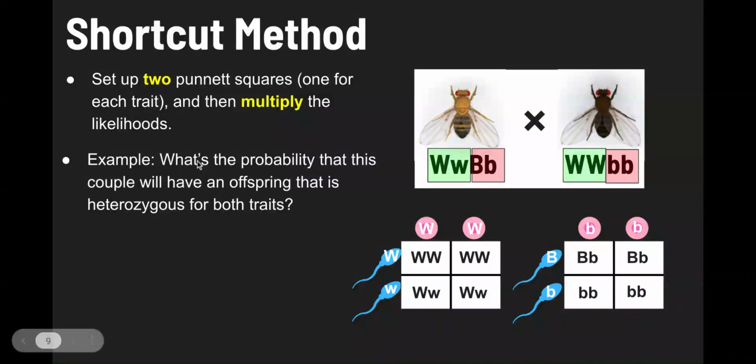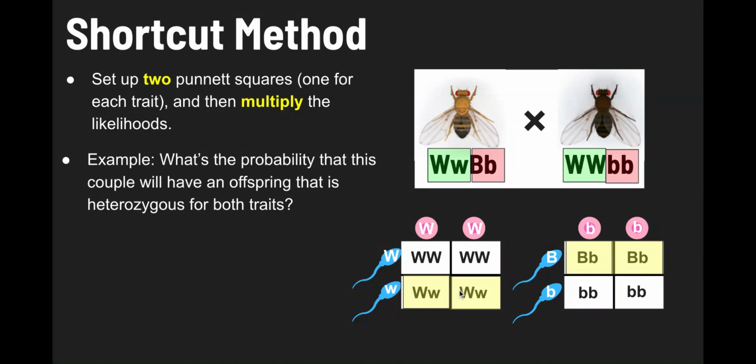Okay, now look back at our problem. What's the probability that this couple will have an offspring that is heterozygous for both traits? So look at the first Punnett square. How many of the possible offspring are heterozygous for wing length? These 2 individuals, 2 out of the 4. 4 possibilities here. 2 of those 4 possibilities are heterozygous. Okay, what about the other Punnett square? There are 2 out of the 4 possible offspring that are heterozygous for that trait as well.